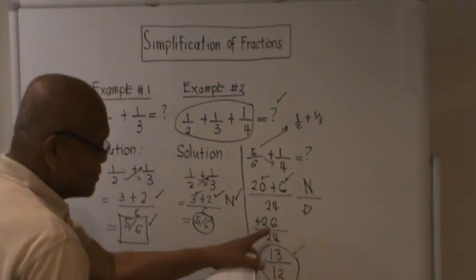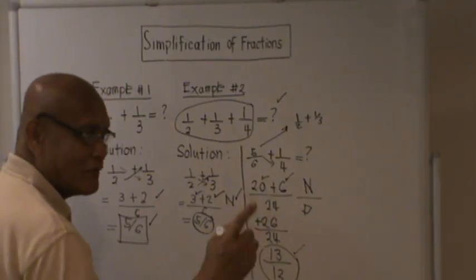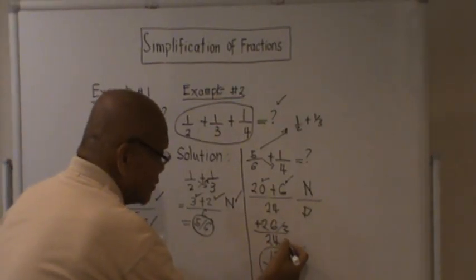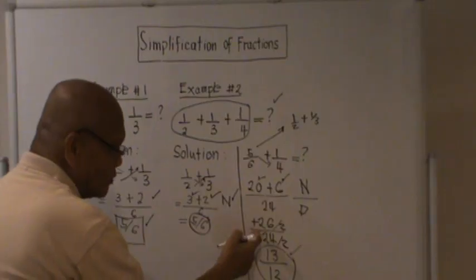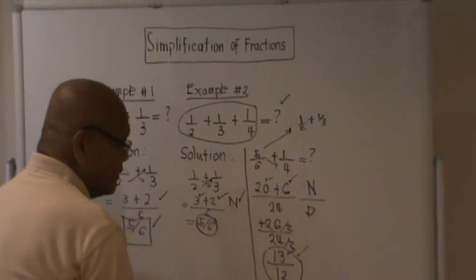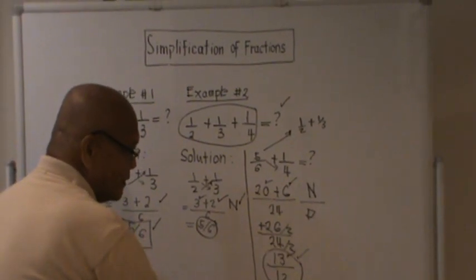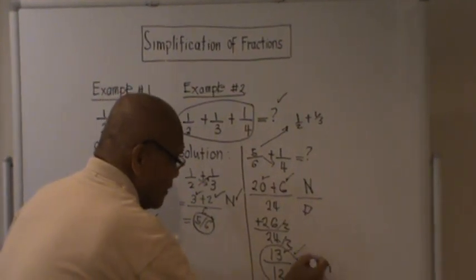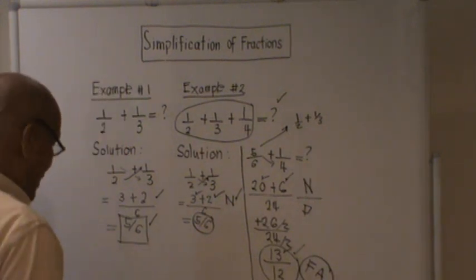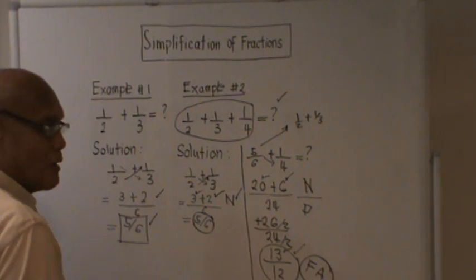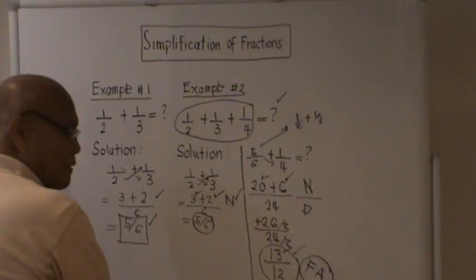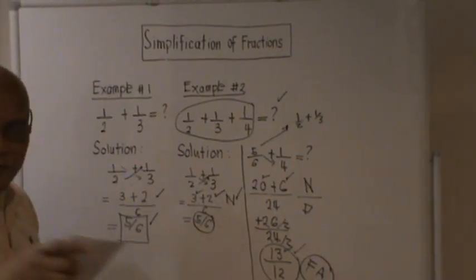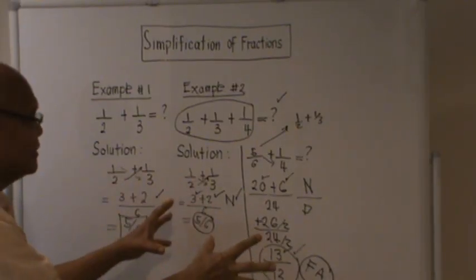And since the resulting numbers are still divisible by 2, we could divide this by 2, and we could divide this by 2. So 26 over 2 will be 13, and 24 over 2 will be 12. And that will be our final answer. So that's the way how to simplify fractions. We will be starting with the concept on how to simplify 2 fractions.